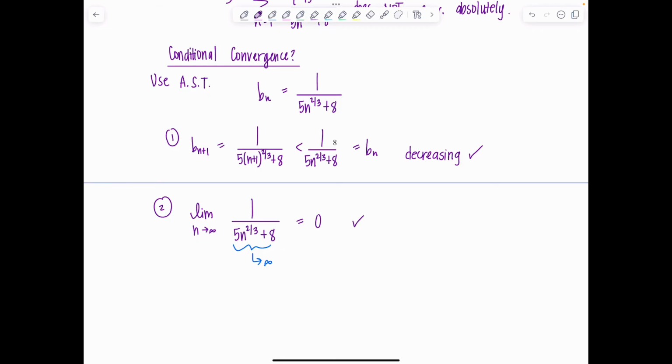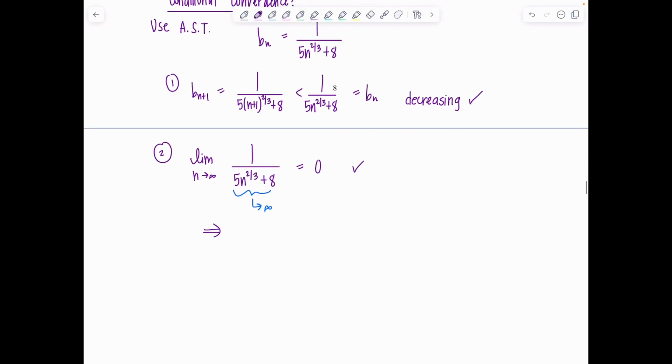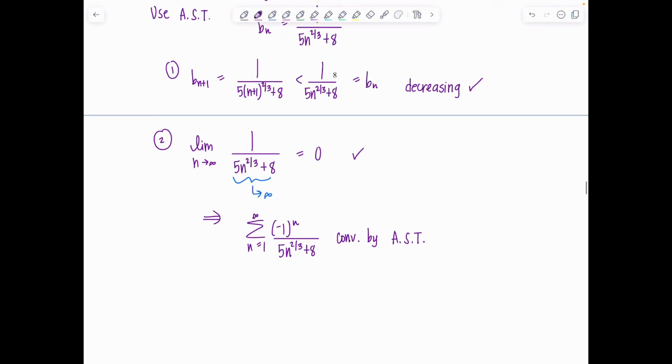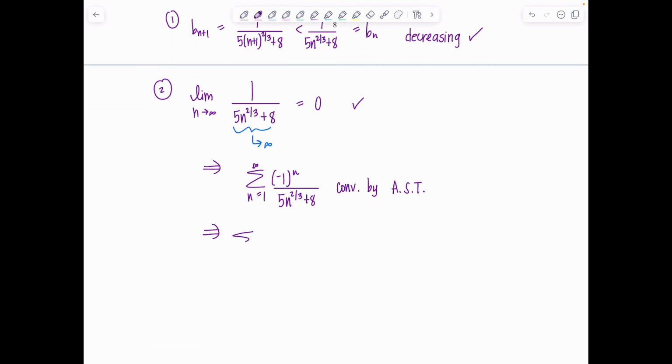That's what I need. So then that tells me that the sum, n equals 1 to infinity, -1 to the n, over 5n to the 2/3 plus 8, converges by the alternating series test. And therefore, I can say that the original sum, n equals 1 to infinity, -1 to the n, 5n to the 2/3 plus 8 converges conditionally. Okay, that's a perfect answer.